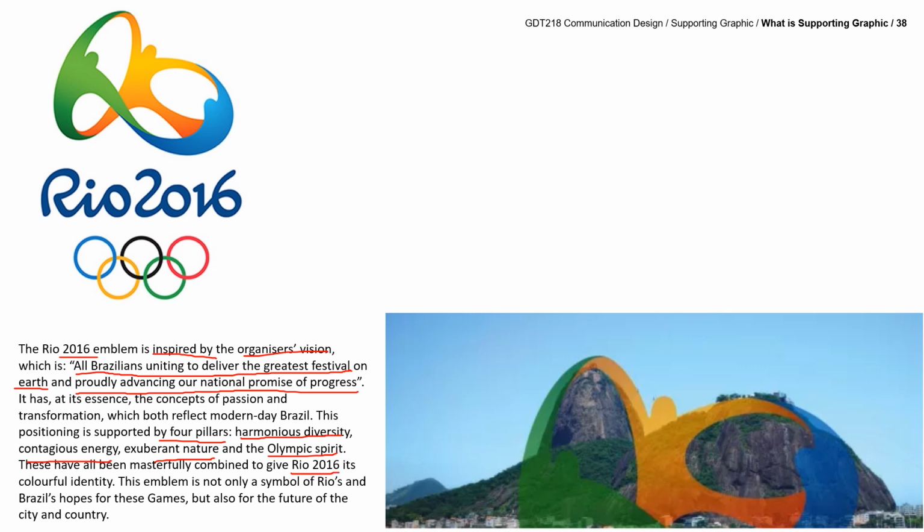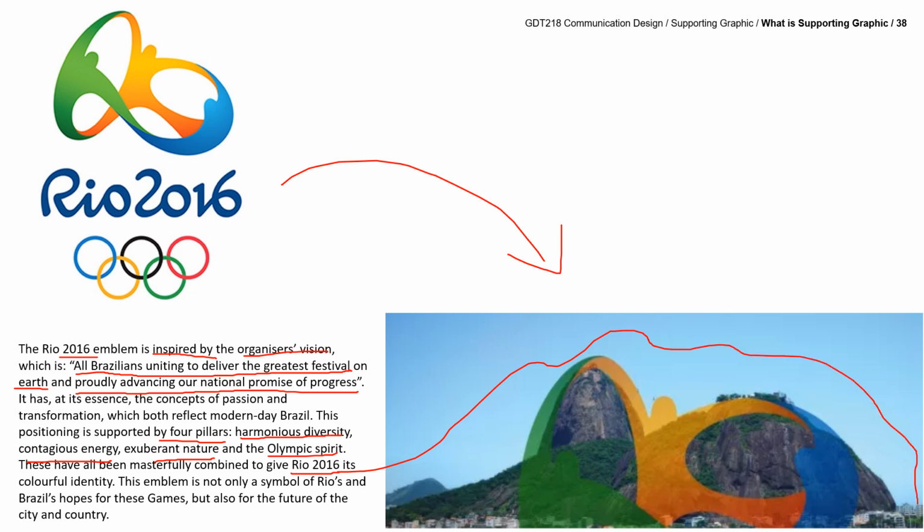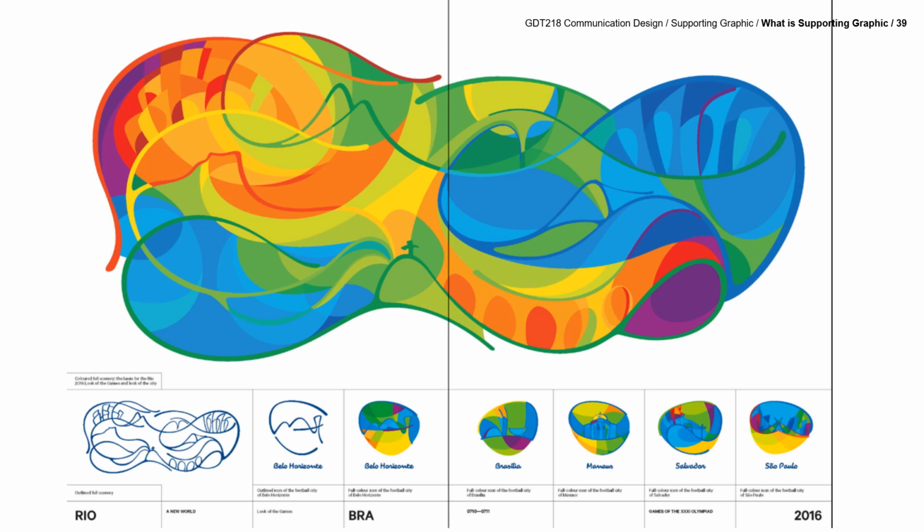This emblem is not only a symbol of Rio's and Brazil's hopes for these games, but also for the future of the city and country. So, the logo has been inspired by this mountain, which is famous in Brazil. Okay, so this is the outcome of supporting graphic by Rio 2016. They have named the inspiration here, part by part. Okay, Belo Horizonte, Brasilia. Okay, these are all famous places in Brazil.